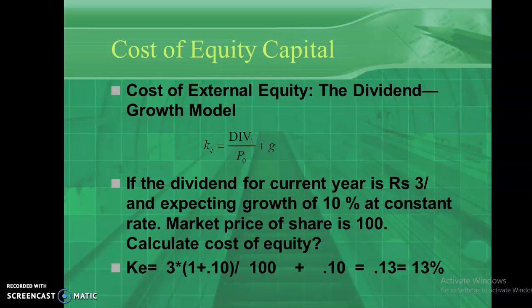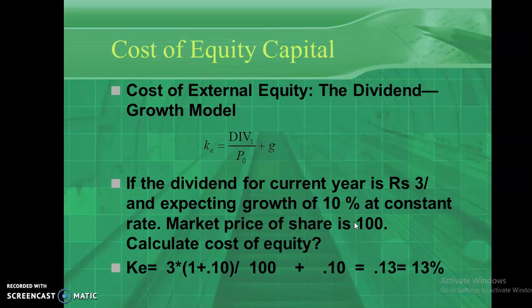Let's look into the formula. Cost of equity equals DIV1 divided by P0, that's the market price per share, plus g. g is known as growth rate. DIV1 is known as next year dividend, P0 is known as market price of the share, and g is known as growth rate. So what's the assumption here? The assumption is the dividends will grow at a constant rate for a certain number of years. That's the basic assumption of cost of equity capital calculation here.